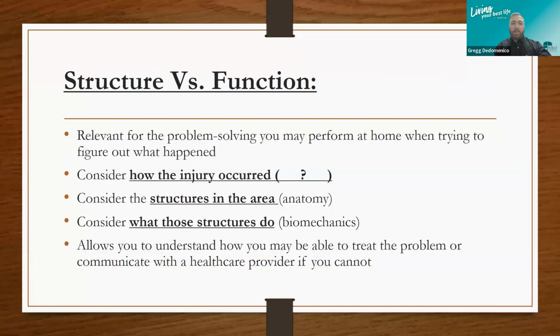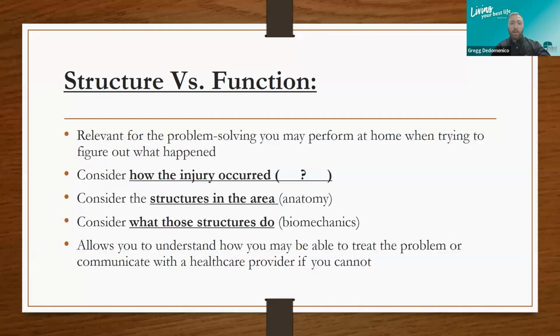So going back to that same structure versus function slide, you can see how the structures in the area are the anatomy, and what those structures do and how they move are the biomechanics. But there's one area that I haven't highlighted, and it's probably the most important one, and that is how the injury occurred. Anytime an injury occurs, folks always think, wow, what did I do? How did this happen? And that's usually the first question we ask ourselves. So therefore, it's one of the most important.